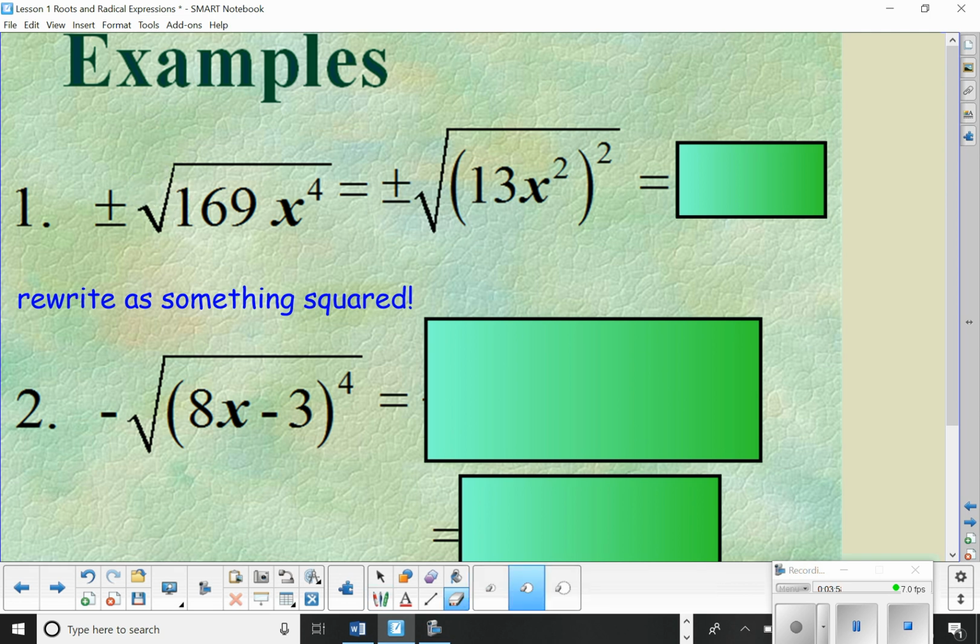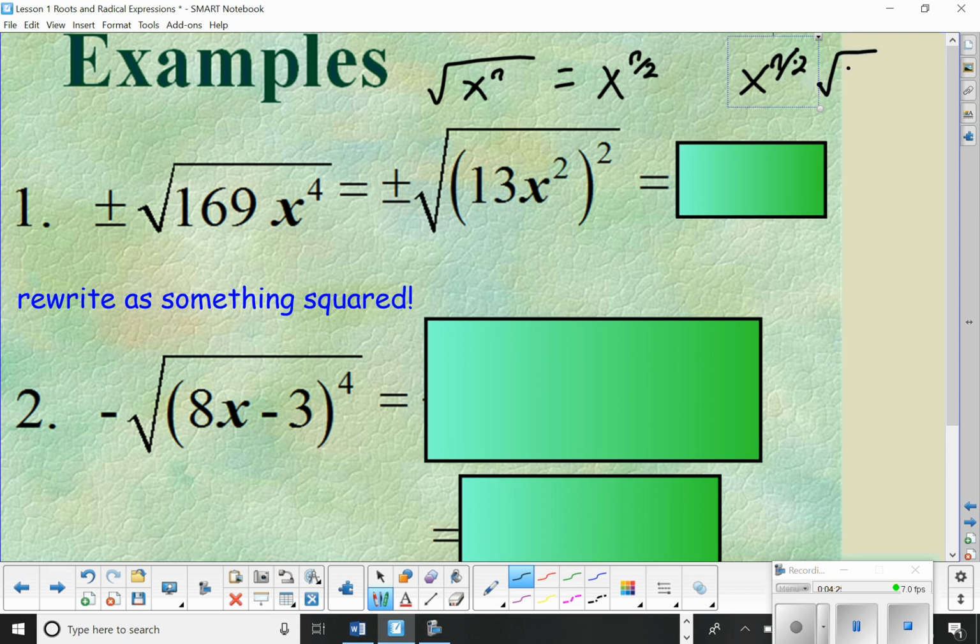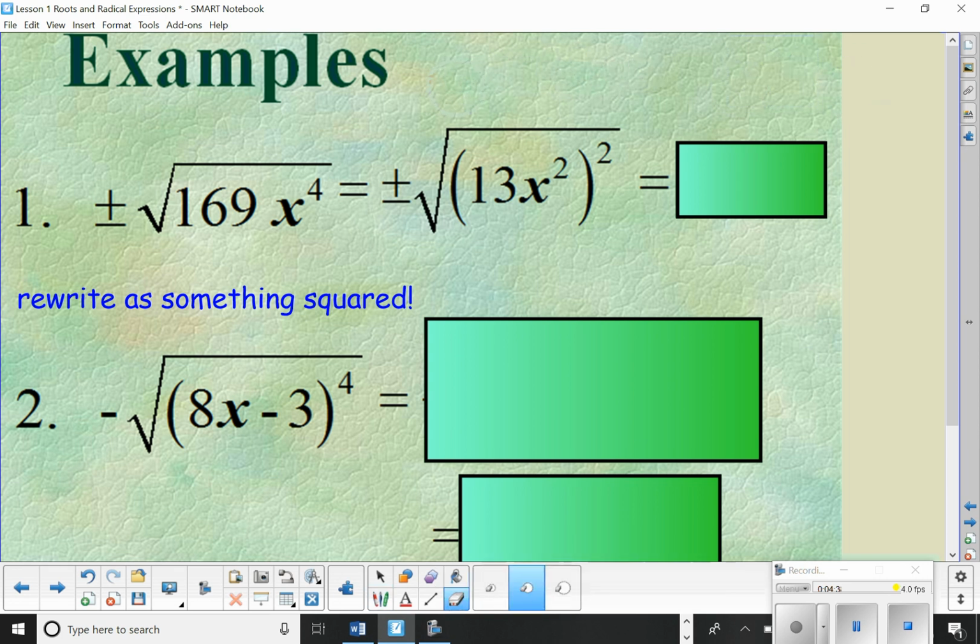I can think about that as taking the square root of the number, which is 13, and the square root of x to the fourth. The square root of any variable raised x to the n is equal to x to the n divided by 2 when n is even. If n is odd, then you would have x to the n divided by 2, times the square root of x, and you would take just the whole number. Okay, you wouldn't take the remainder. We'll look at that a little bit more.